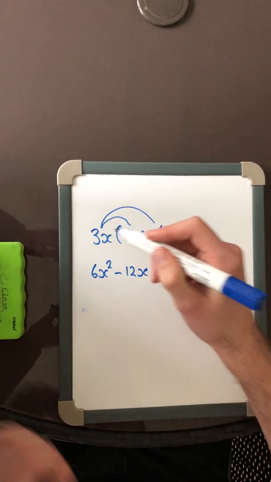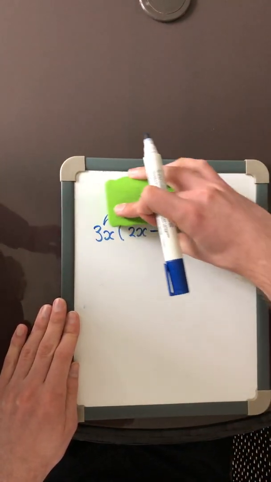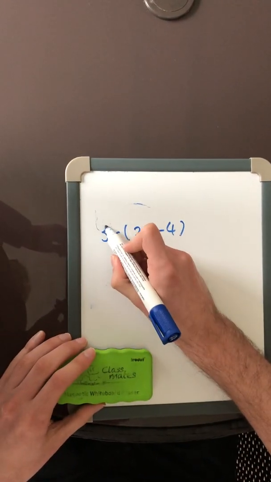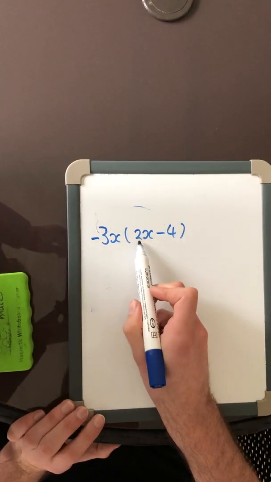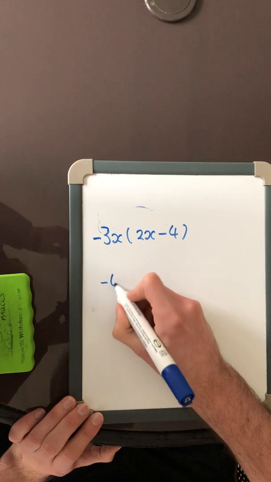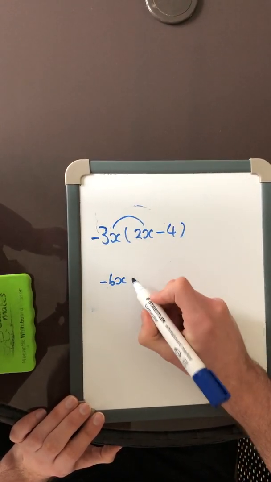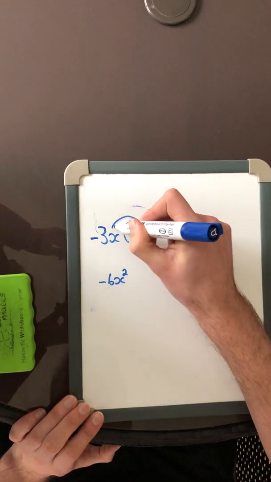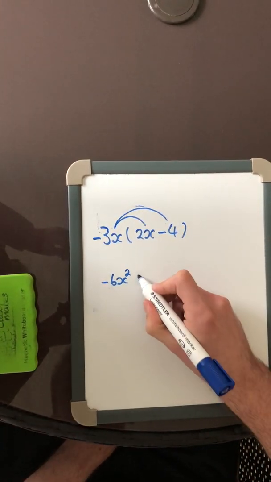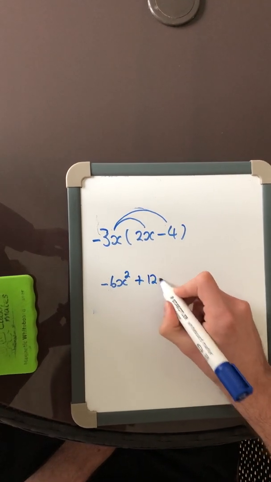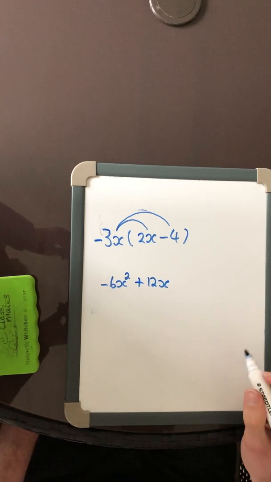So if we just change just now quickly to negative 3x, negative 3 times positive 2 would give us then negative 6x. x times x squared. Negative 3x times negative 4 would then give us positive 12x. And that is how we multiply out single brackets.